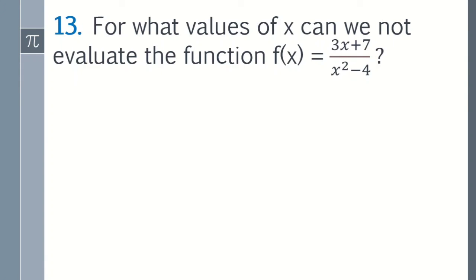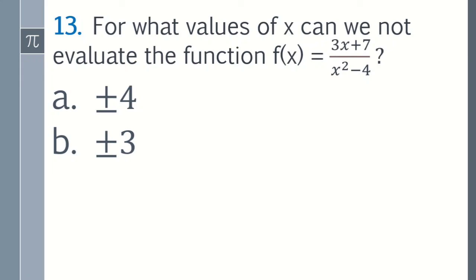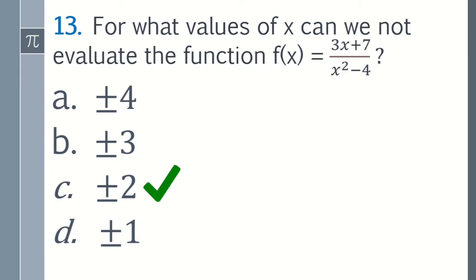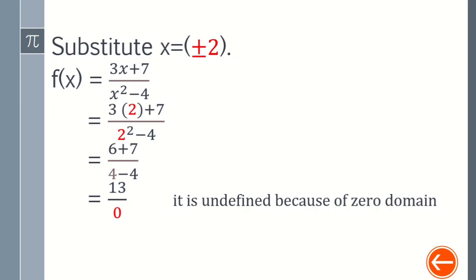For what values of x can we not evaluate the function f of x equals 3x plus 7 over 3x squared minus 4? Tingnan natin. Plus minus 4, or plus minus 3, plus minus 2, or plus minus 1. The correct answer is letter C. Why? Tingnan natin ating solution.